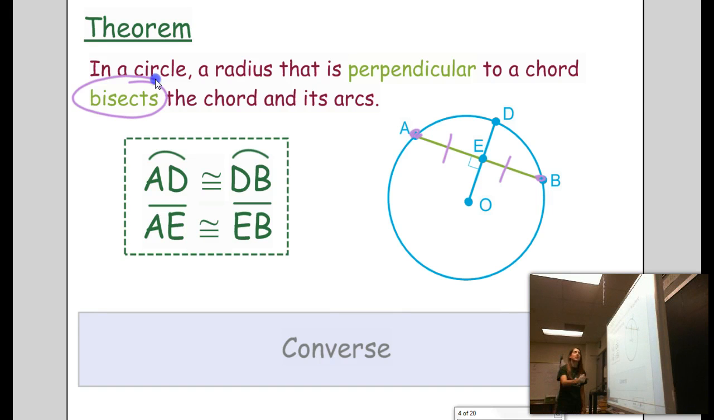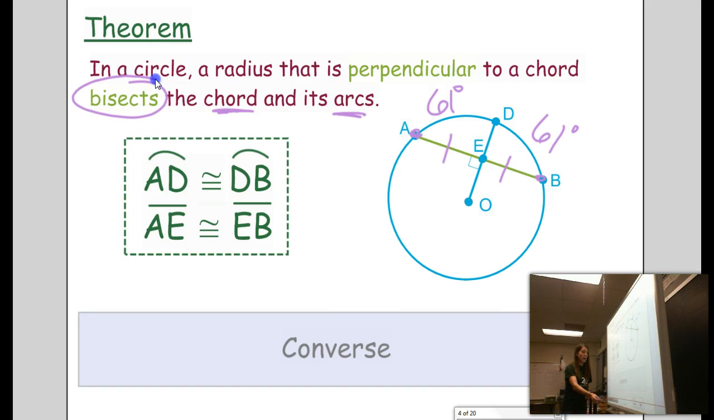Wait a minute, it bisects the chord, and what else does it bisect? Its arcs. So that means if this arc is a 61-degree arc, then DB is a 61-degree arc. So go ahead and label your picture with my made-up arc measure, 61 degrees. Bisects the chord and its arcs.